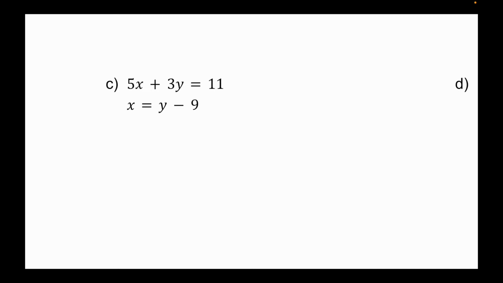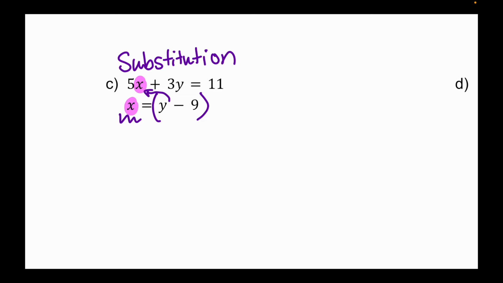For question C over here, I'm going to use substitution because I can see I have x all by itself and it's equal to y minus 9. So that means wherever I have x, I'm going to plug in the stuff that was in these parentheses. So we'll have 5 times y minus 9 plus 3y equals 11.